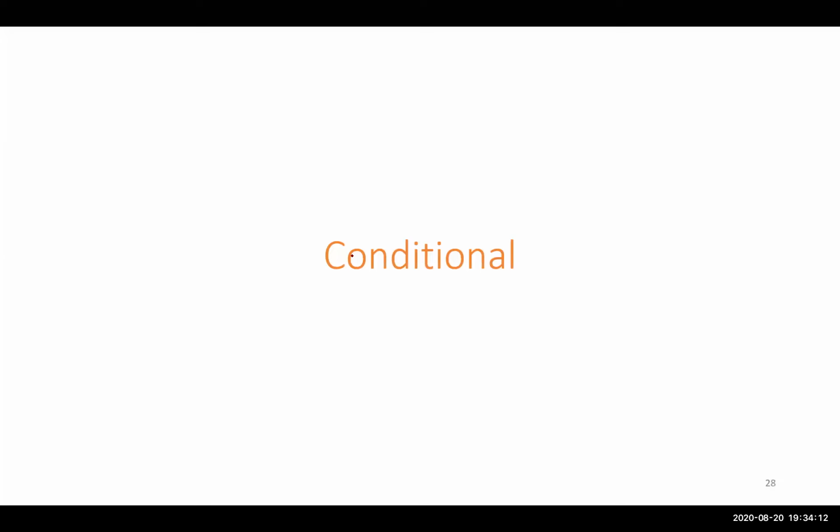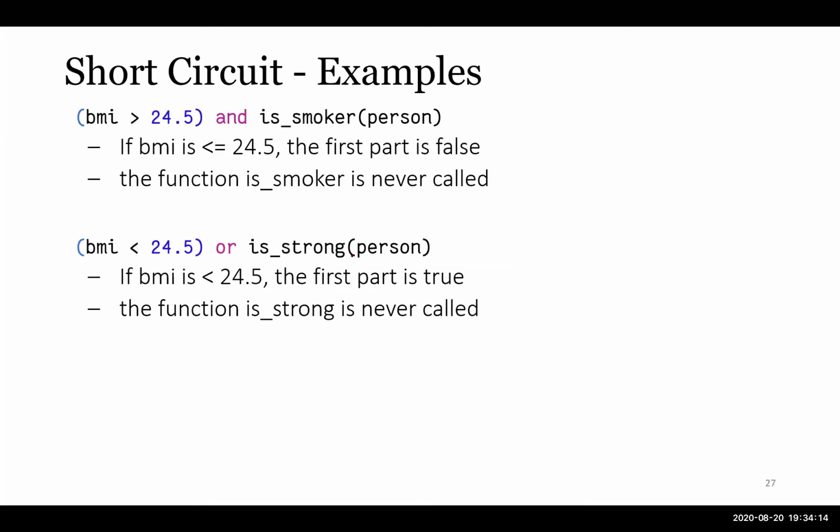So for the case just now, if BMI is exactly 24.5, will this be true or false? This is false, right? Correct. So if this is false, then the first one is false. That means isSmoker will never be caught. So this is correct. If BMI is equal to 24.5, this first part is false. So good that you pointed out.